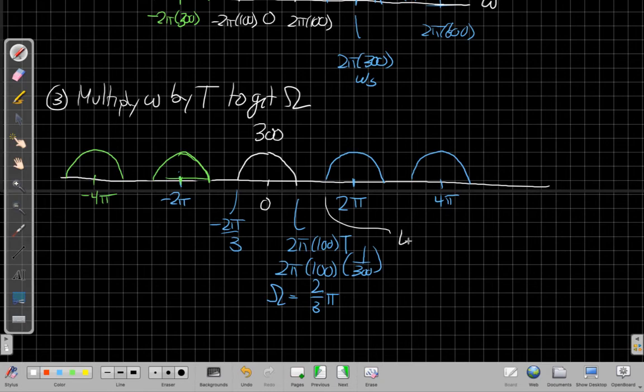Just for completeness, this one would be 2 pi minus 2 pi over 3, which would be 4 pi over 3. Same thing here: minus 4 pi over 3, plus 4 pi over 3 here. I should label all my axes. This is my discrete time Fourier transform after sampling.